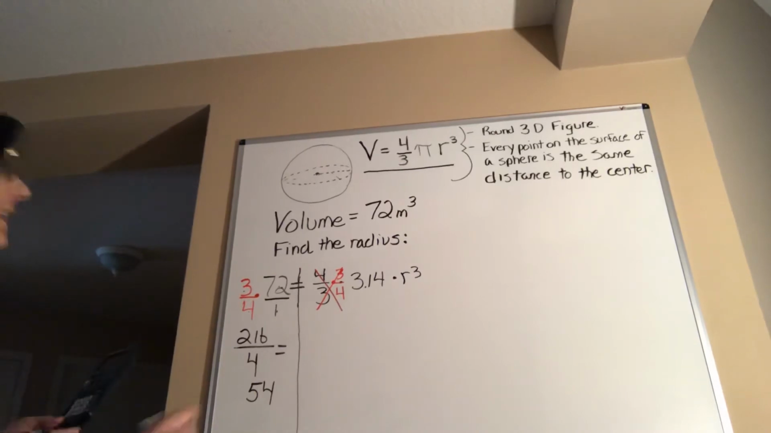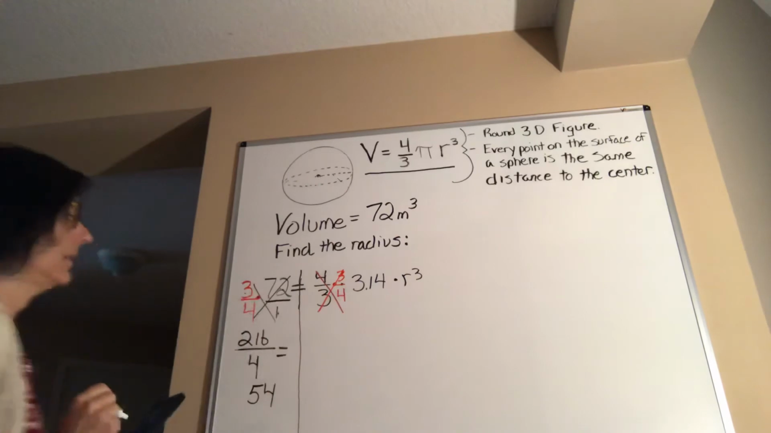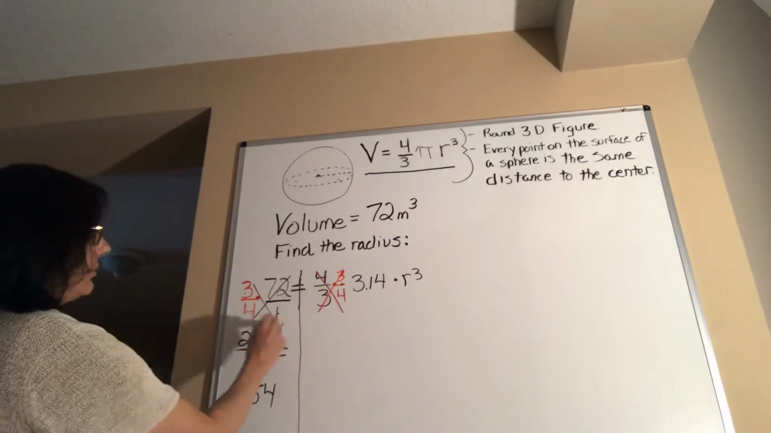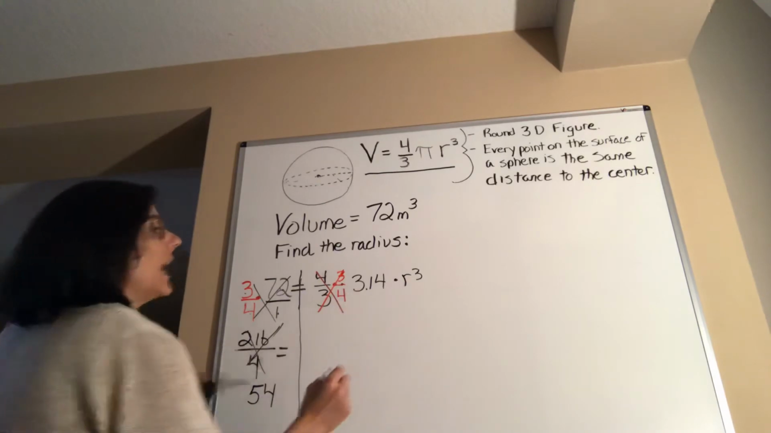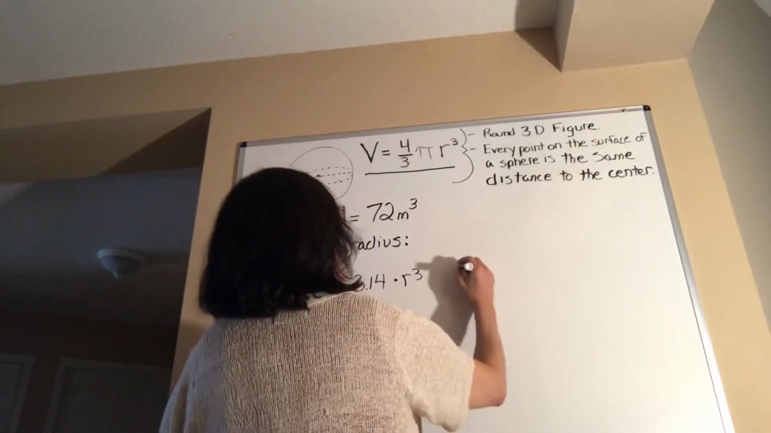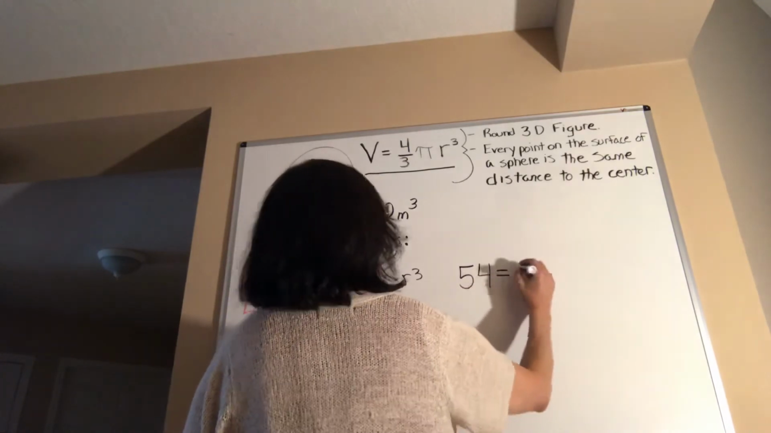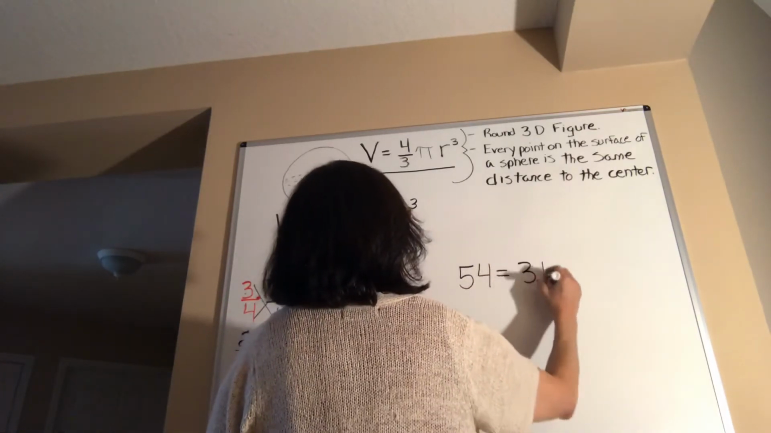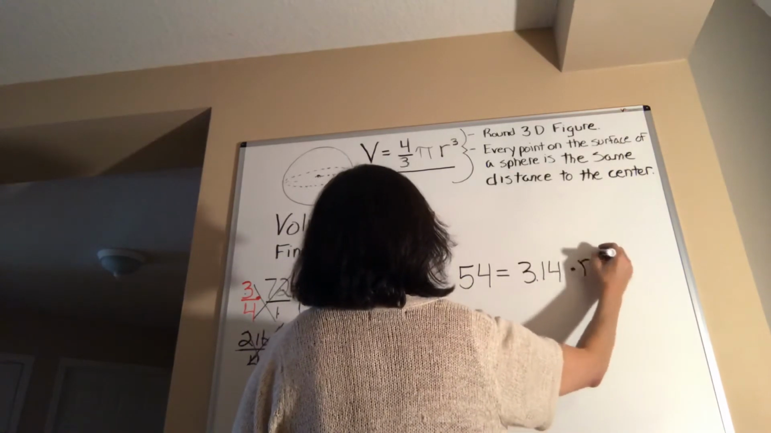All right? Now, all of this goes away. All of this goes away. Let's rewrite our problem. And let's rewrite it over here. 54 equals 3.14 times r cubed.